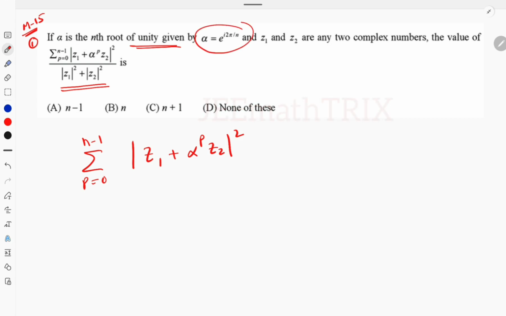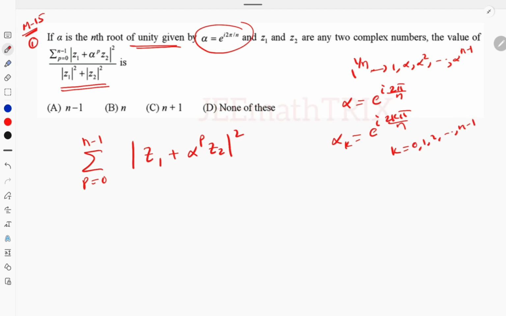What is the specialty of nth roots of unity? Alpha is an nth root of unity. The number of roots of 1 power 1 by n will be n roots, and those roots are 1, alpha, alpha square, and so on up to alpha power n minus 1. These n roots of unity are always in GP, and one of the values is e power i into 2 pi by n. Then alpha square will be this one. So in the general case you can write it as e power i into 2k pi by n, where k is running from 0, 1, 2, and so on up to n minus 1.